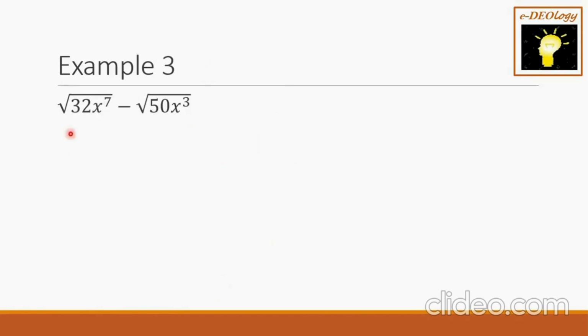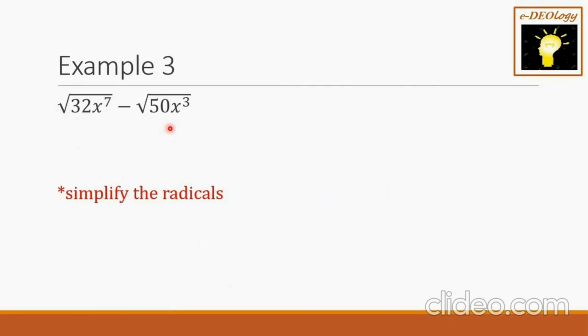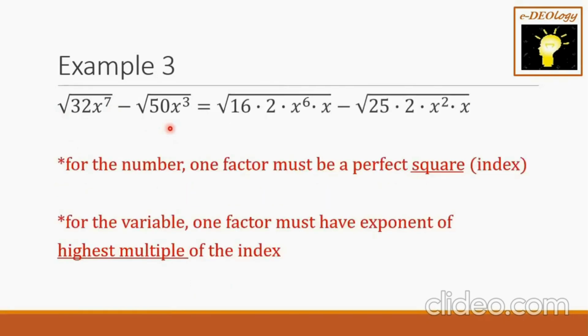Example 3, the square root of 32x raised to 7 minus the square root of 50x cubed. Obviously, our radicals are not like. The radicands are not the same. So what we'll do is simplify both radicals. We're going to factor out the radicands of each of these radicals.